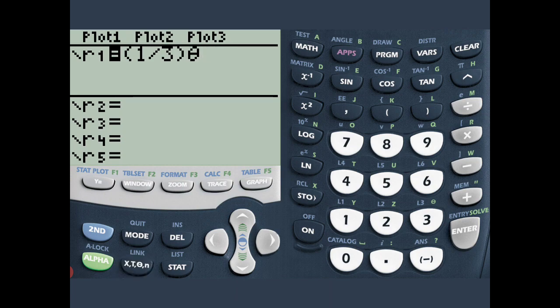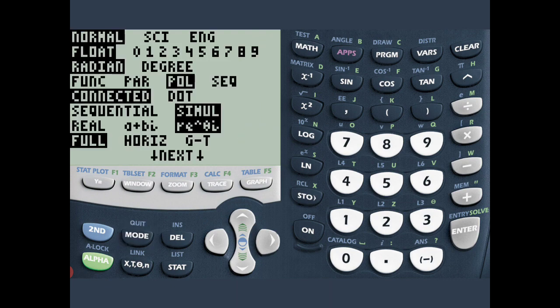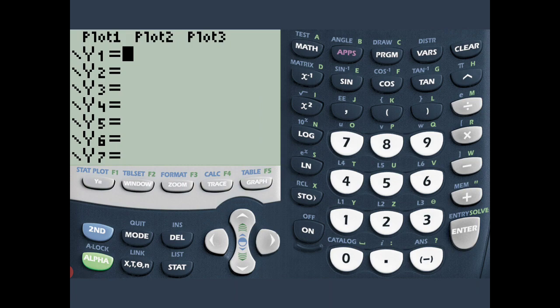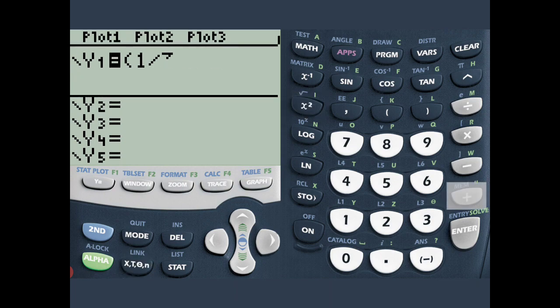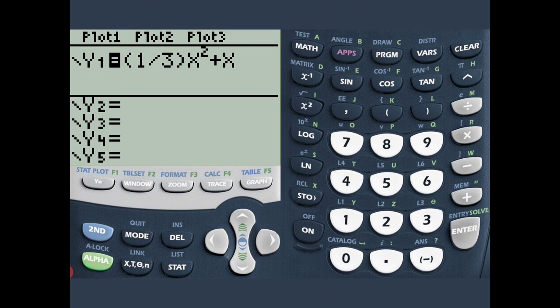So you're going to have x, whoops, I did not mean to put it in that, because my calculator is in a different setting right now. I need to turn this back into function mode. Sorry about that. So one more time. I'm going to put in 1/3, close parentheses, x squared plus x, and I forget what the c value was, so let me go back over here. Minus 4/3. Okay, minus 4/3.